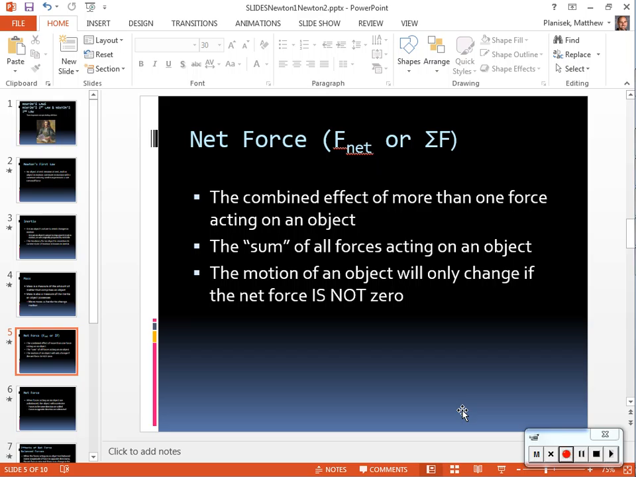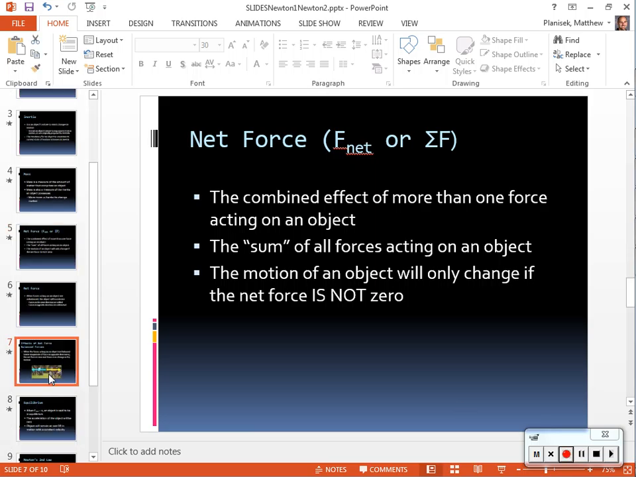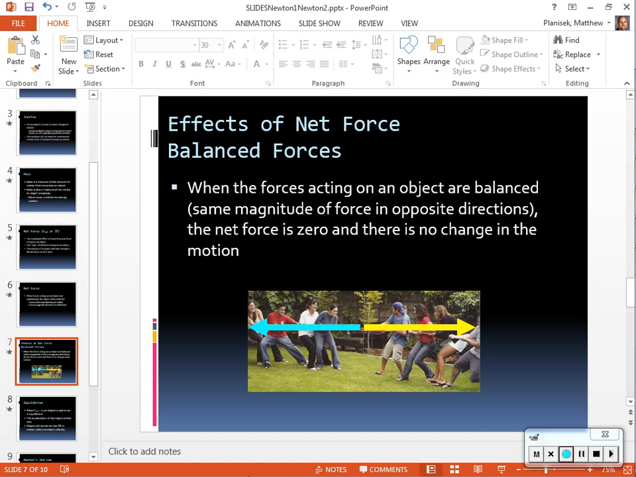So, when we look at an object, we have to look at all of the forces that are acting on that object. So here's a picture of a tug-of-war. And the rope has two forces acting on it. The yellow team is pulling to the right, the blue team is pulling to the left. If the rope isn't moving, what has to be true about those two forces? There's a zero net force.